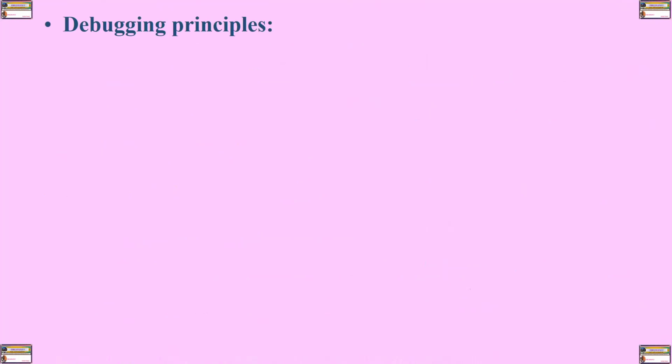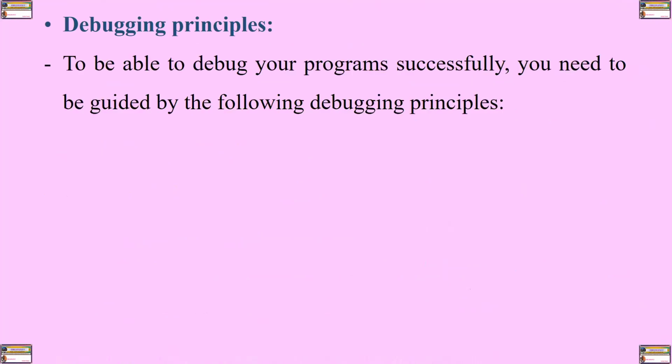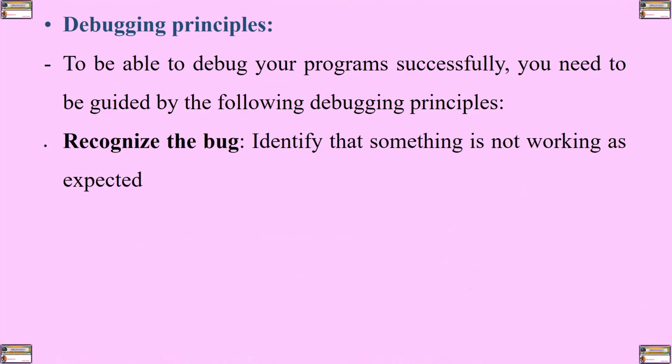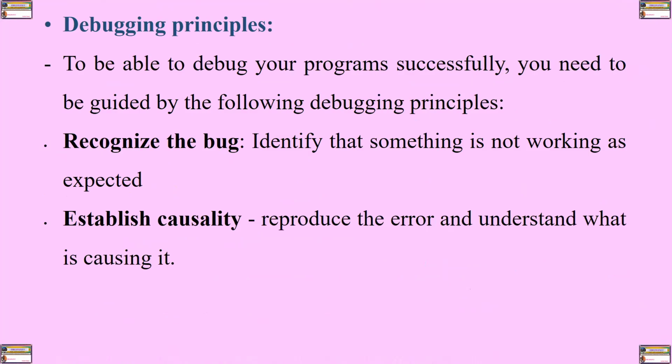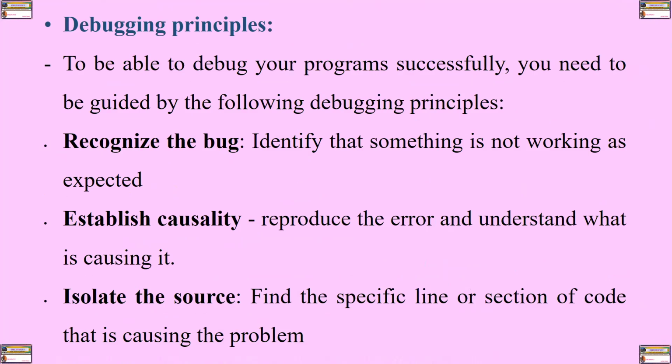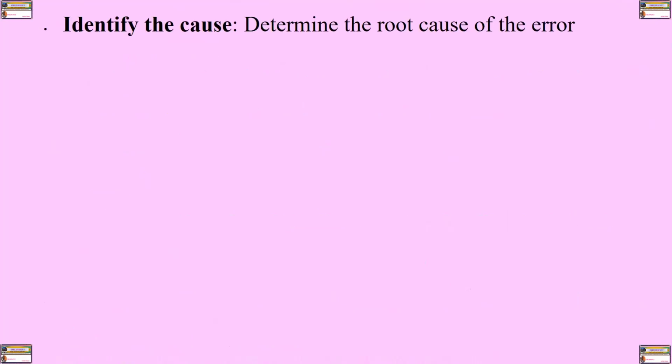So what are the debugging principles that you need to apply? To be able to debug your programs successfully, you will need to be guided by the following debugging principles. Number 1, recognize the bug. Identify that something is not working as expected. Number 2, establish causality. That is, reproduce the error and understand what is causing it. Number 3 is to isolate the source. Find the specific line or section of code that is causing the problem.